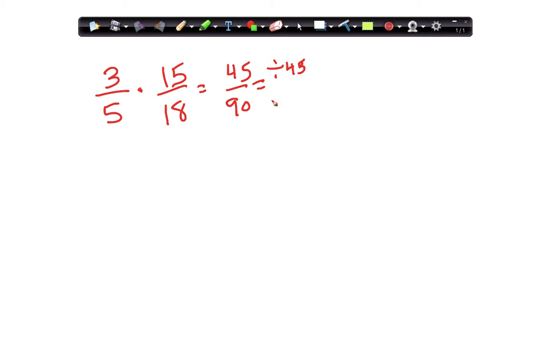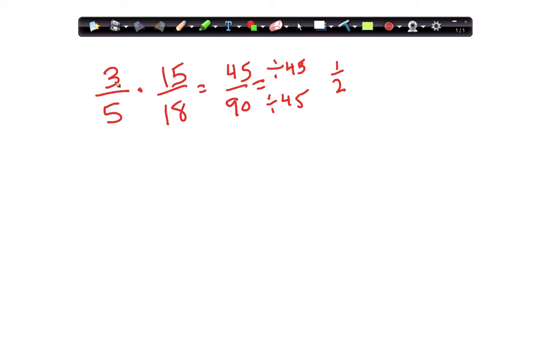So, let's say we were multiplying 3/5 times 15/18. So we would do 3 times 15, that's 45. 5 times 18, that is 90. And we could recognize that 45 is half of 90, so we'd simplify that, divide by 45. And we get 1/2.